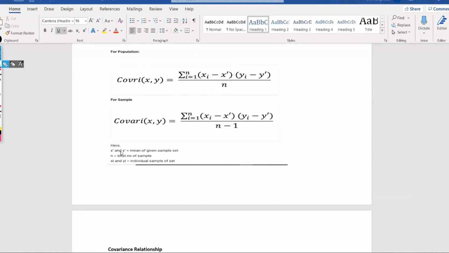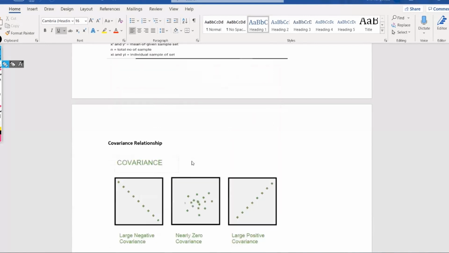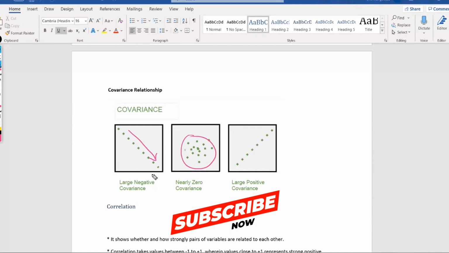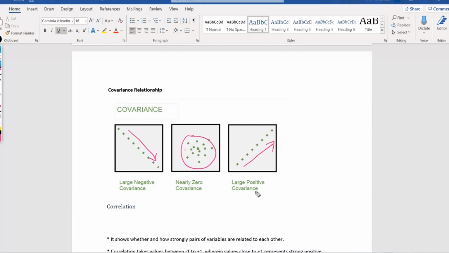So as given here, x bar and y bar are the means of the given sample data, and xi and yi are individual sample points that we have seen. Now again, let's understand the covariance relationship. When I plot those data, as I already mentioned, this is a negative relation, or large negative covariance. There is no variance, nearly zero covariance. We don't see any direction here. So here a positive direction, large positive covariance, right? So that's how I can interpret. Now let's understand what is correlation.